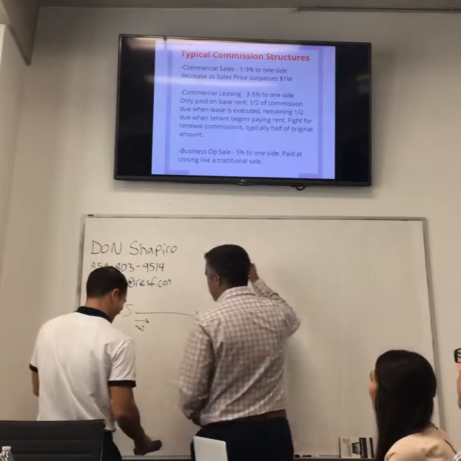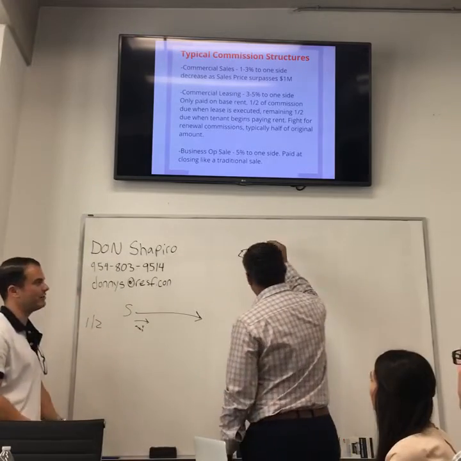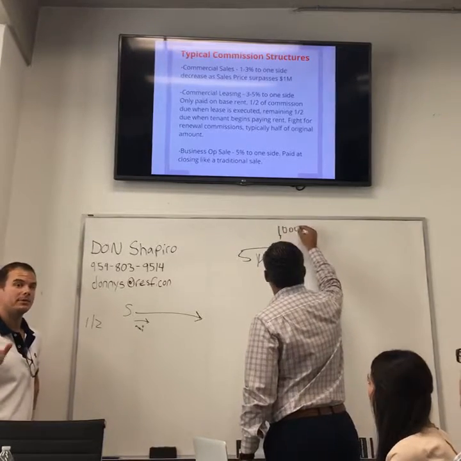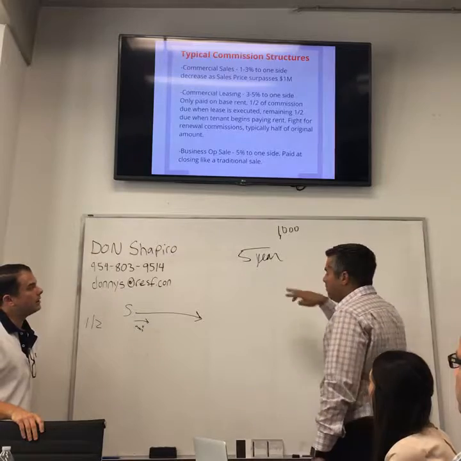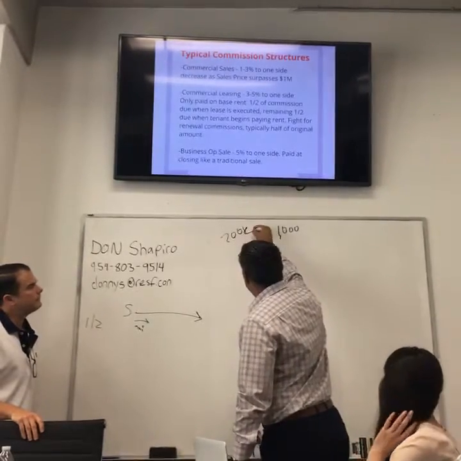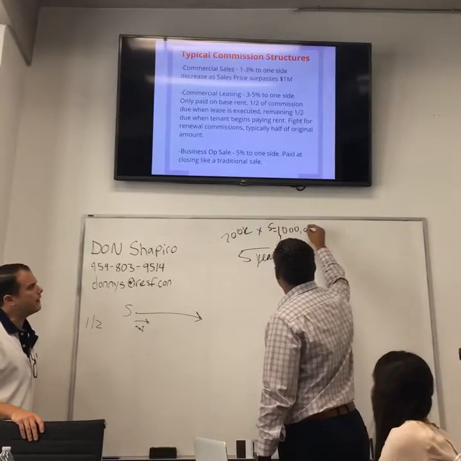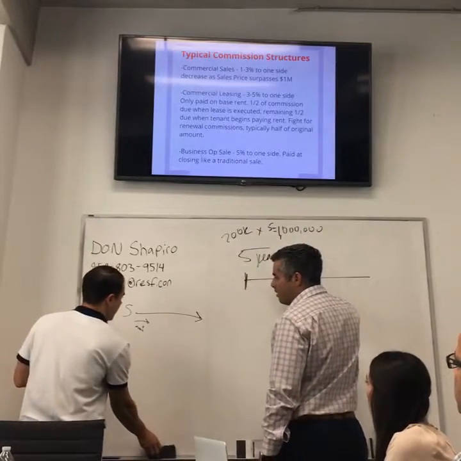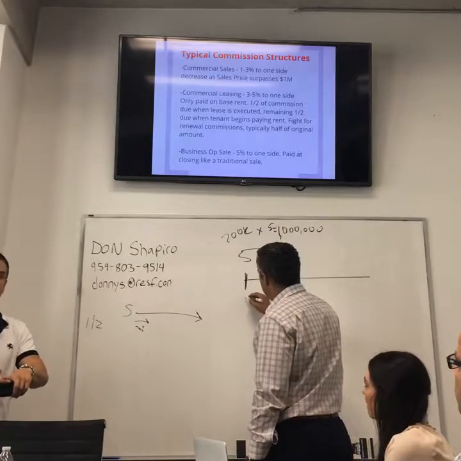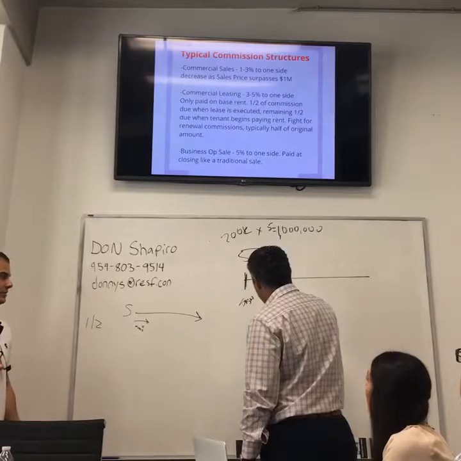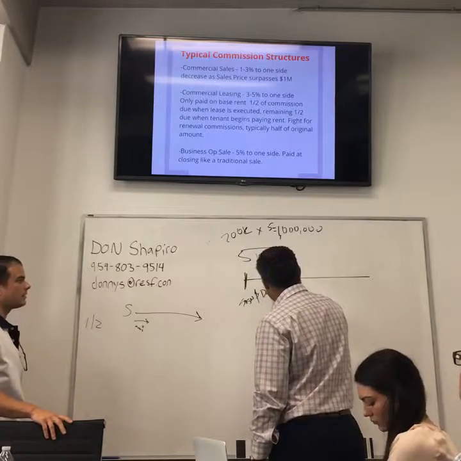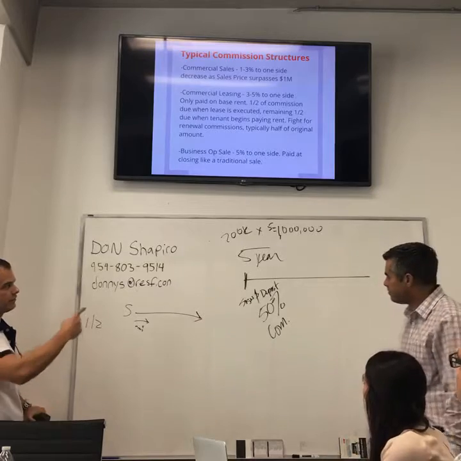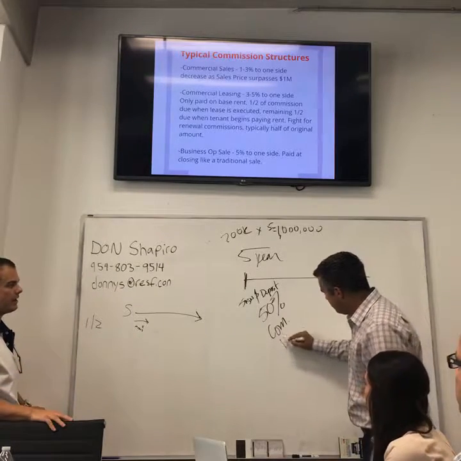So check this out. We have a 5-year lease. The total value of the lease is $1 million. So that would be $200,000 a year, $200K a year times 5, $1 million. You get paid half when your client signs and gets a deposit, so you have an executed lease. You get 50% of the commission. Remember, 3% of $1 million is $30,000, so they're going to give you $15,000.